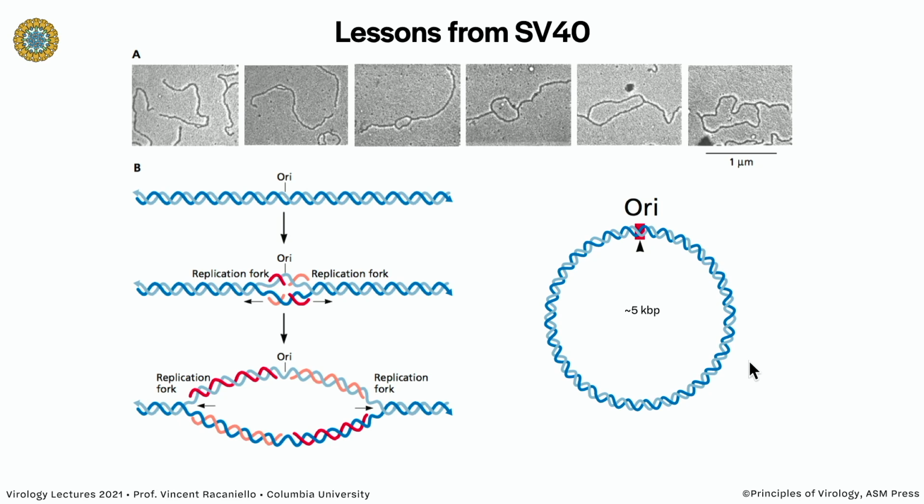Why? Because you could purify the template. A 5 kb template is easy to purify. You couldn't purify cellular DNA very easily. And we found there was an origin of replication in it, as shown here.